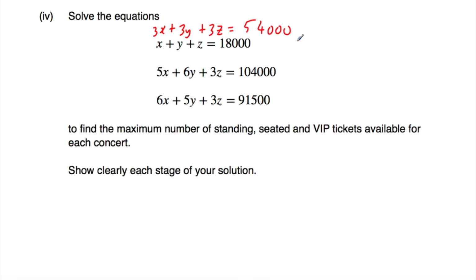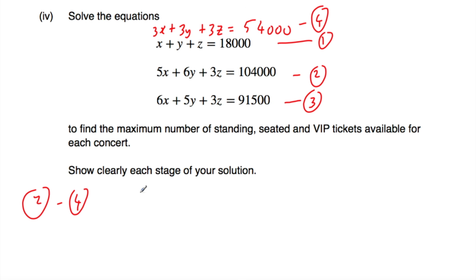So I've just started off by multiplying equation 1 by 3 to get this equation, and I'm going to call it equation 4. Now what's great here is we've got 3 equations with 3z. We've got equation 4, equation 2 and equation 3. So I'm going to start off by doing equation 2 take away equation 4. So equation 2 take away equation 4. So equation 2 is 5x plus 6y plus 3z equals 104,000.